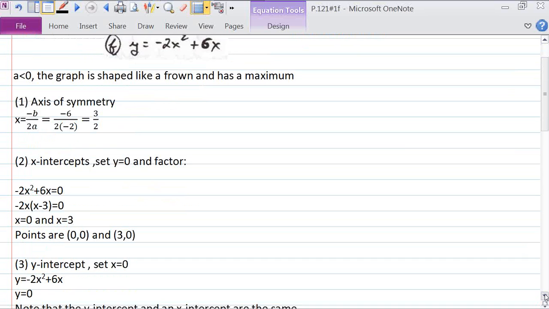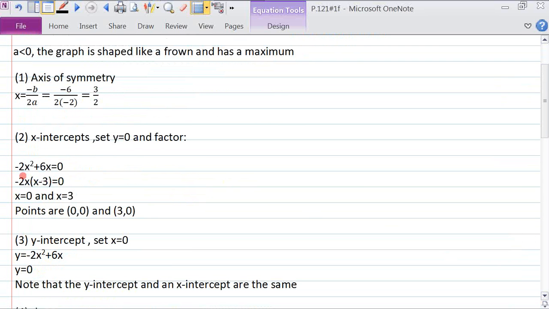To find the x-intercepts on this equation, we're going to set y equal to 0, which means that -2x squared plus 6x equals 0. We're going to factor out the -2x term from both these terms. -2x times x gives me -2x squared, and -2x times -3 gives me 6x. So when I factor out, I can set -2x to 0, in which case x is 0, and I can put x minus 3 equal to 0, in which case x is 3.